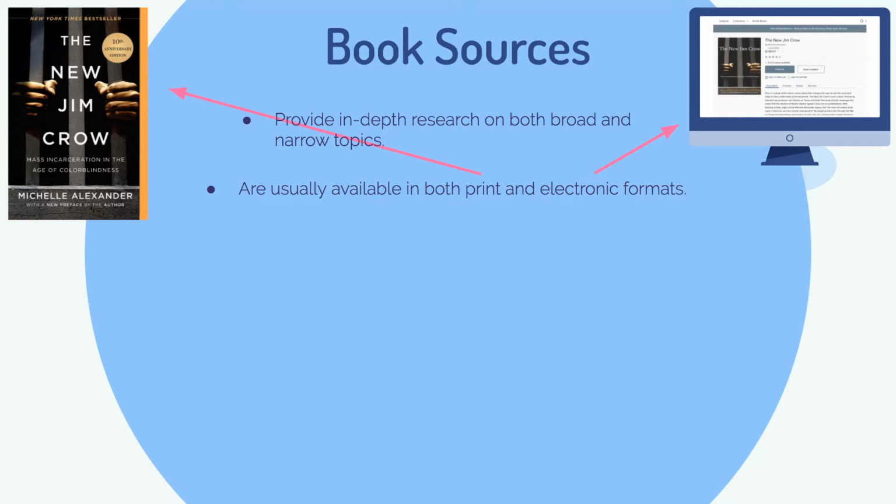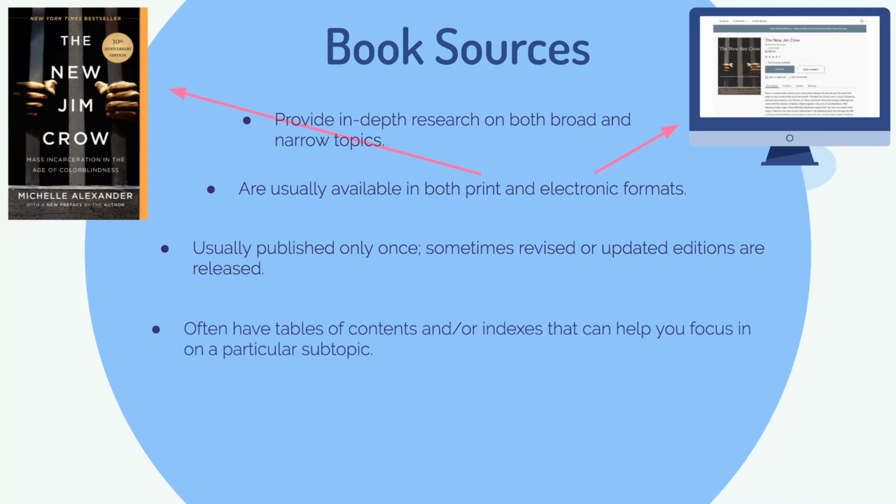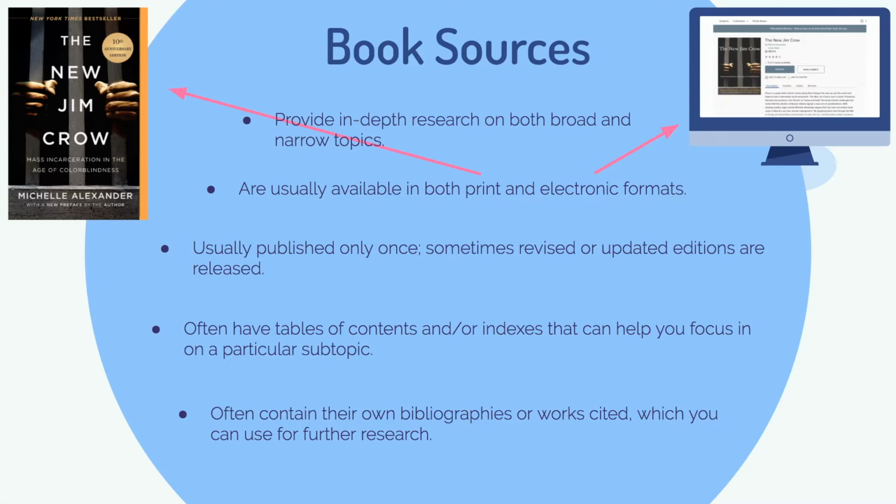If you're researching mass incarceration, you could buy a hard copy of Michelle Alexander's The New Jim Crow, or you could try to borrow it from your library's OverDrive. Books are usually published only once, although sometimes revised or updated editions will become available. Books often have tables of contents and/or indexes that can help you focus in on a particular subtopic. They also often contain their own bibliographies or works cited, usually in the back of the book, which you can use for further research, similar to what you would do if you were using a reference source.